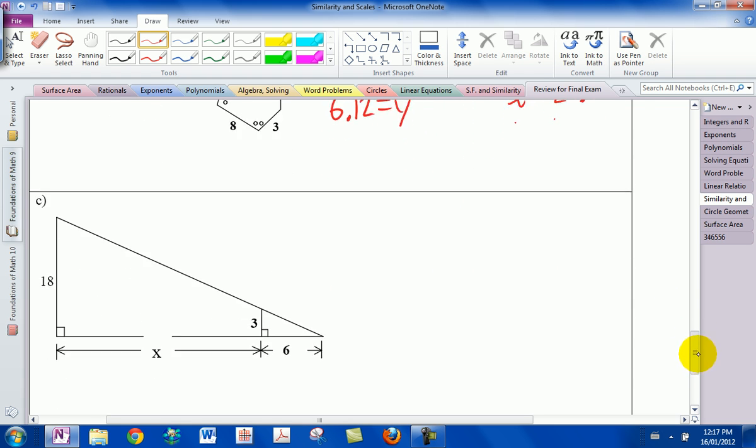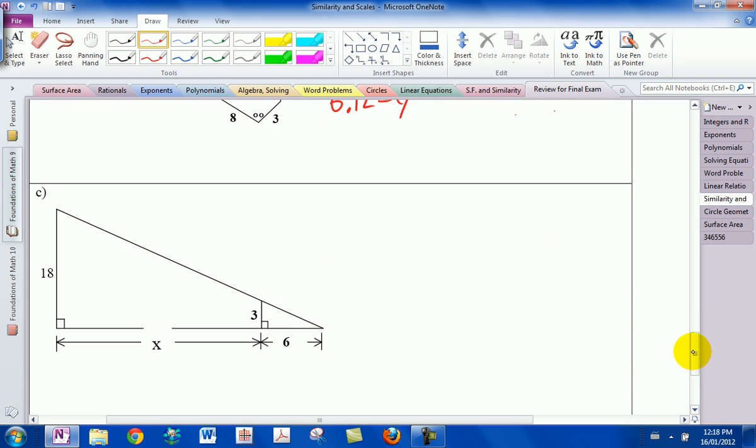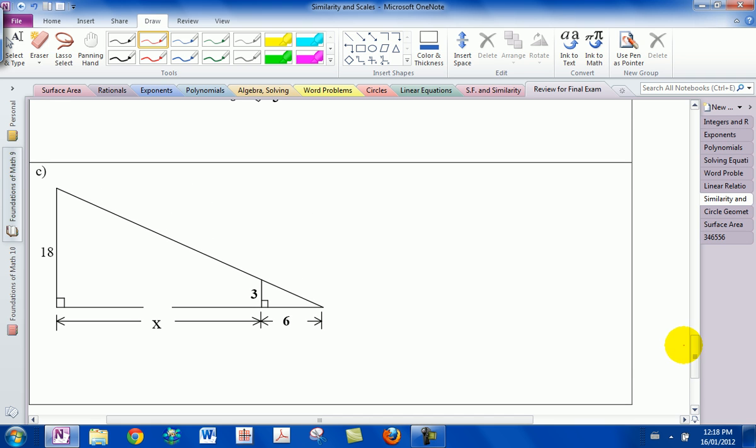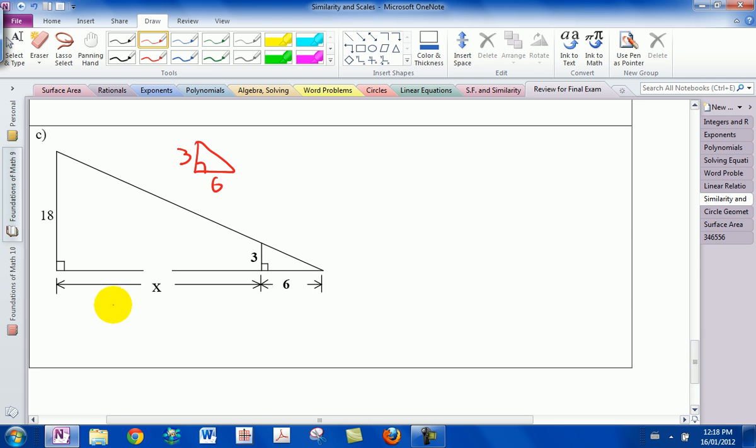Okay, number C. So sometimes it's not straightforward. You have to do some arithmetic. It's helpful to redraw these as two separate triangles because 3 and 6 are easy to see. But for the big triangle, this is 18, but the bottom is actually x plus 6. So you have to add the two pieces together to get that very large measurement.